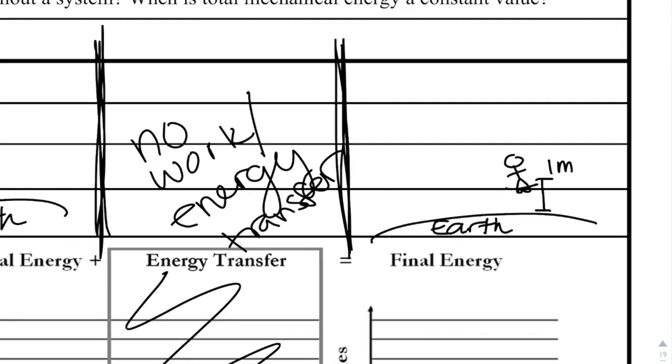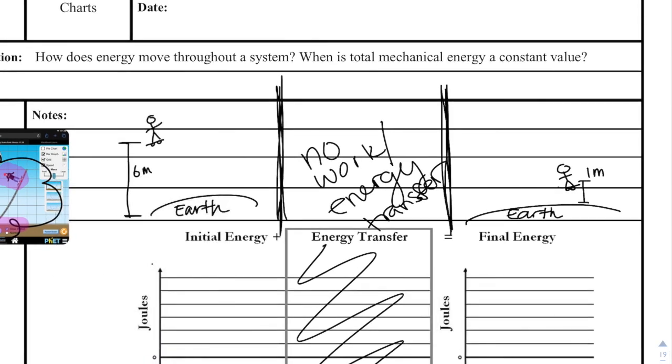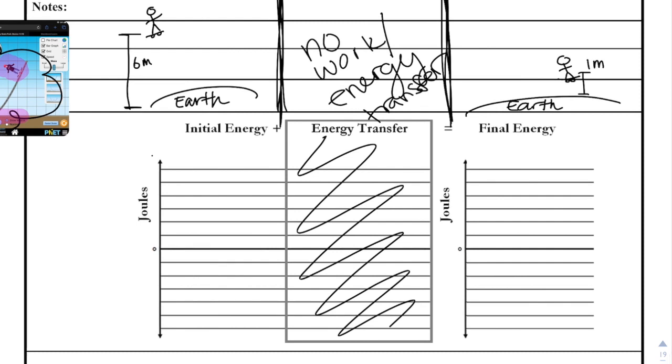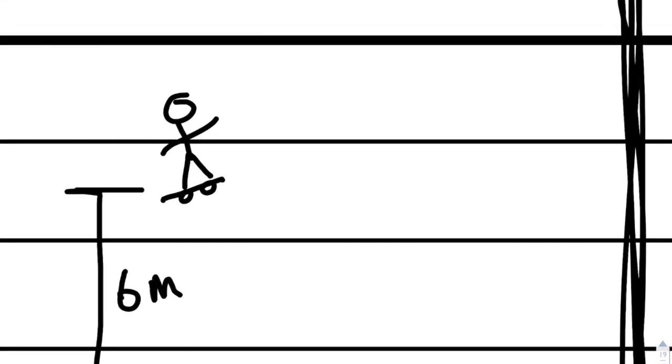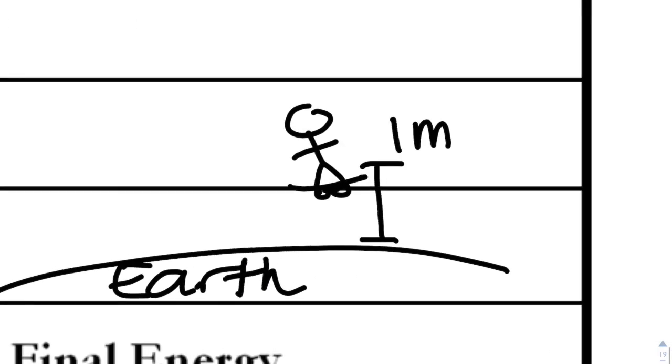All right, so his height changed. However, the two objects within the system are still the same, skateboarder and Earth. At the beginning, we're also going to give him a velocity of 0 meters per second, and at the end, we don't know how fast our skateboarder is going. It's got some speed, but we're not entirely sure what that is.